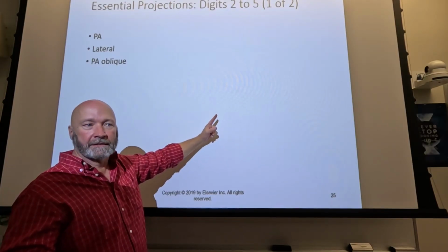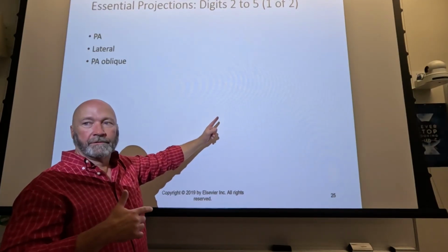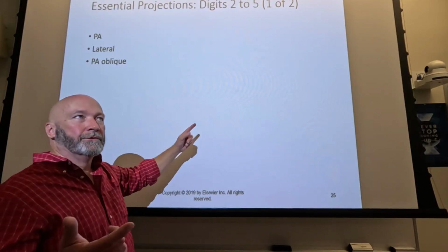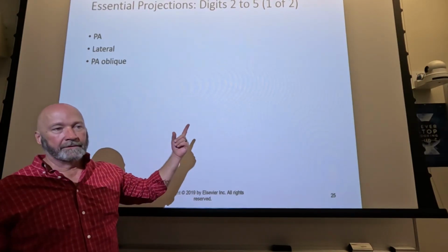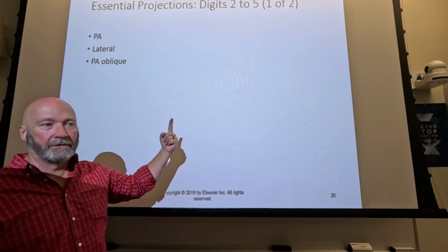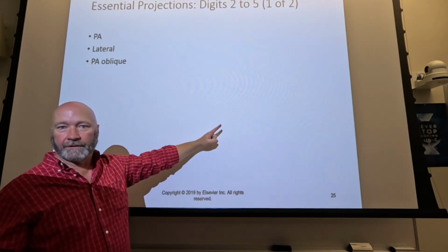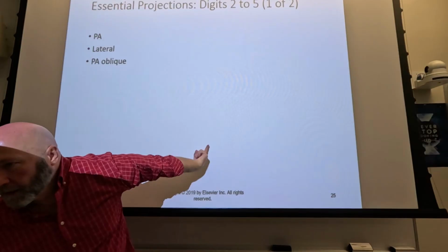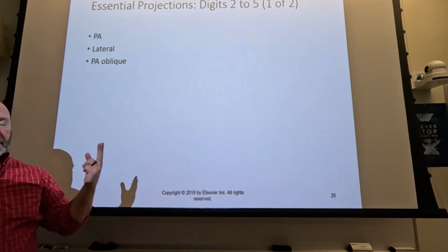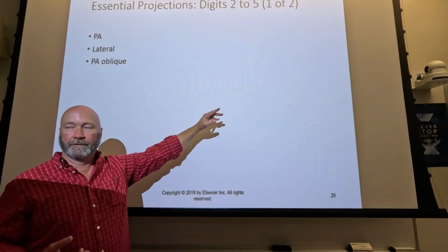Distance. I have increased distance. What do you get with the increase in distance? Magnification, loss of sharpness, recorded detail. So remember your lateral versus medial. What side is this? It's the lateral side. So should I put my medial side down for my second digit, or should I maybe put the lateral side down? Right. So lateral side down for digits 2 and 3, medial side down for digits 4 and 5.